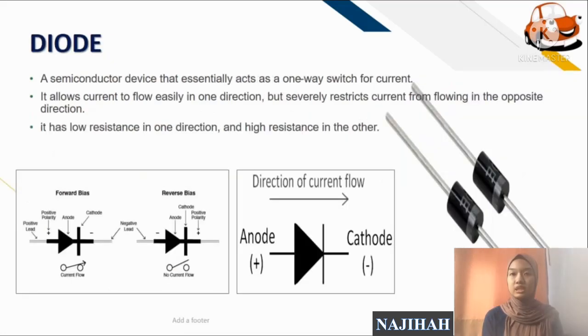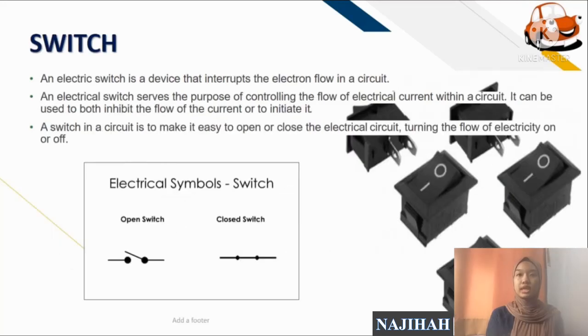A diode is a device that allows current flow in one direction and not the other. It has low resistance in one direction and high resistance in the other. A switch is an on-off device for current flowing in a circuit. Its main function is either to connect or disconnect an electrical appliance.